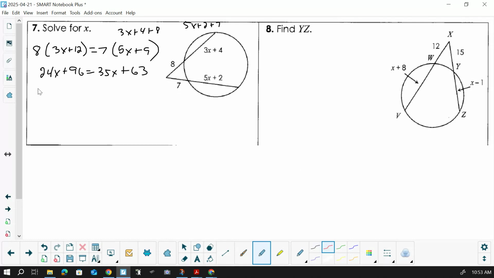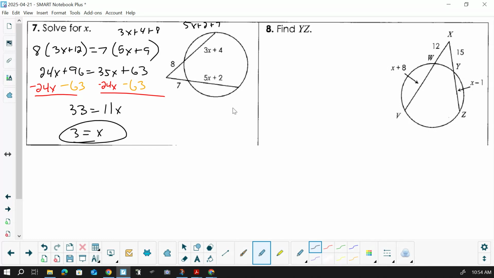Okay. Subtract 24x from both sides. And while I'm at it, I'm going to get rid of the 63. And we end up with 96 minus 63 is 33. 35 minus 24 is 11. Divide by 11. X is 3.